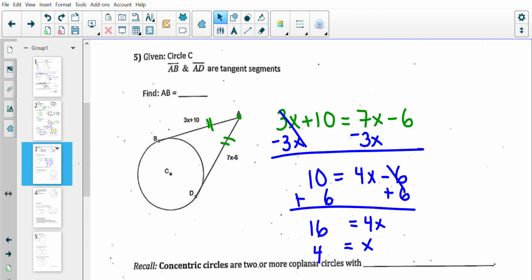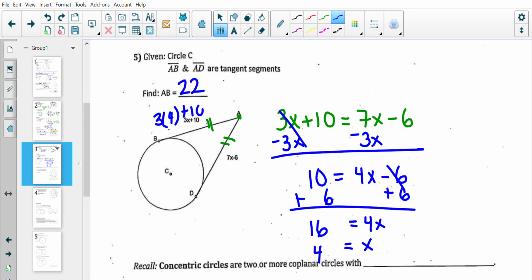We want to find the length of AB. Well, AB is not 4. AB is going to be 3 times 4 plus 10, which is going to be 22 units long.